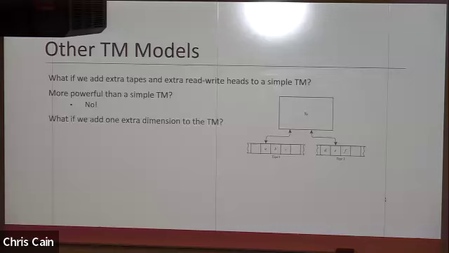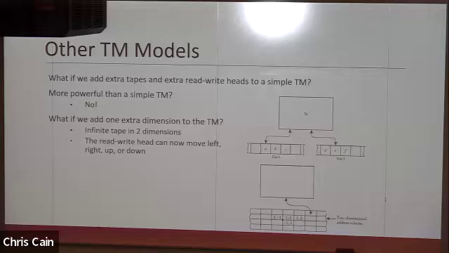Next one, adding an extra dimension to the Turing machine. So now instead of moving left, right, and stay, we're going to move left, right, up, or down in an infinite matrix.